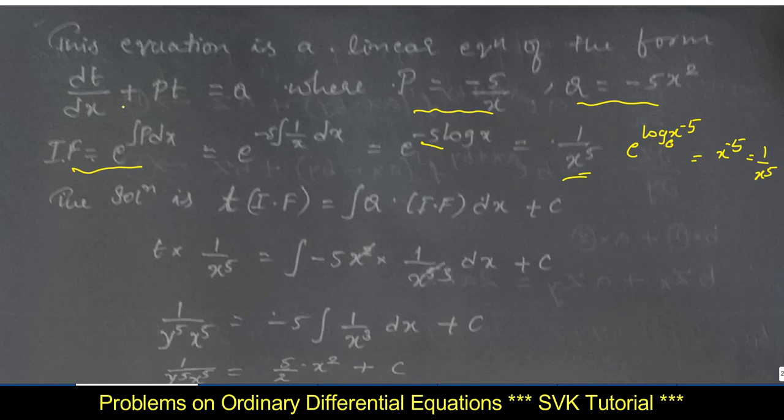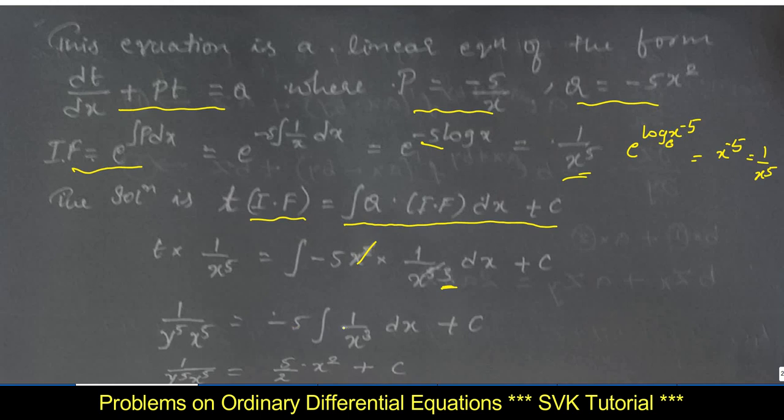Then the solution of the given differential equation of this form can be written as t into integrating factor, which is equal to integral of q into integrating factor with respect to x plus c. So t into integrating factor is t by x power 5, which is equal to integral of minus 5 x square, multiplied by integrating factor 1 over x power 5 dx. So here by cancellation law, x square and x power 5 cancel. You are left with x cube here. So 1 over x cube multiplied by negative sign.